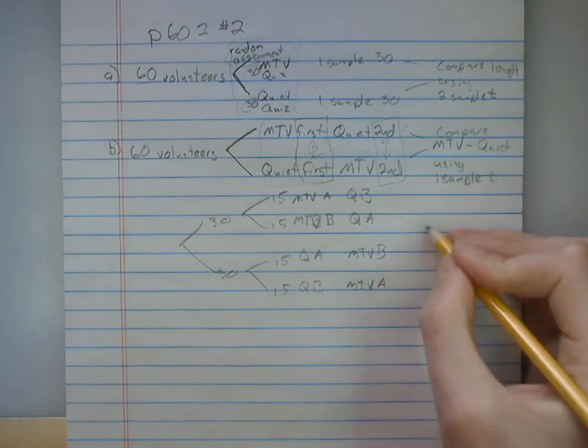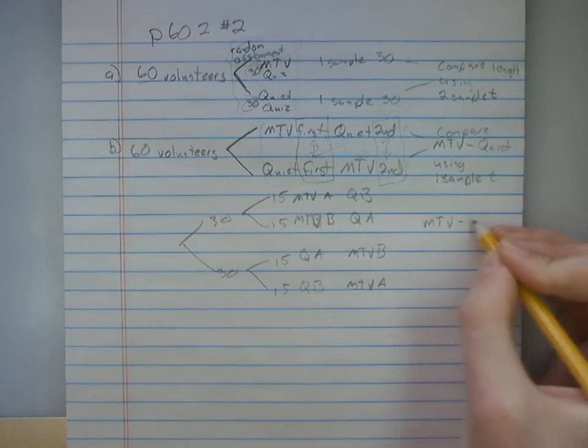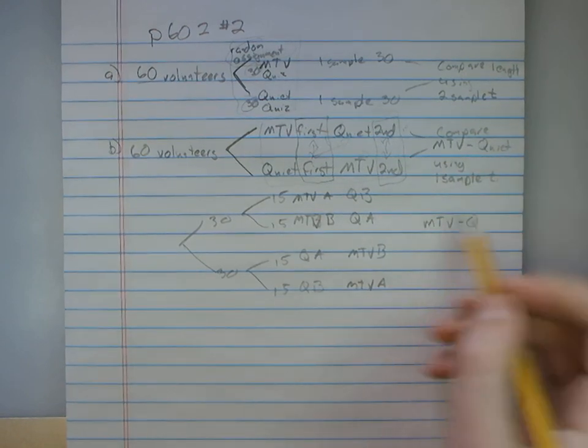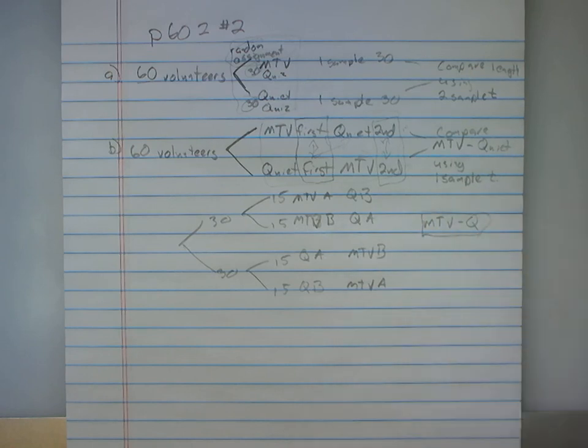We're still doing, what you're comparing is this. You're getting an MTV result for everyone and you're getting a Quiet result for everyone. But what you're doing the test on is the third column that you create from that, MTV minus Quiet. Or Quiet minus MTV. It doesn't really matter. Just one will probably be positive. So we'll do it that way.